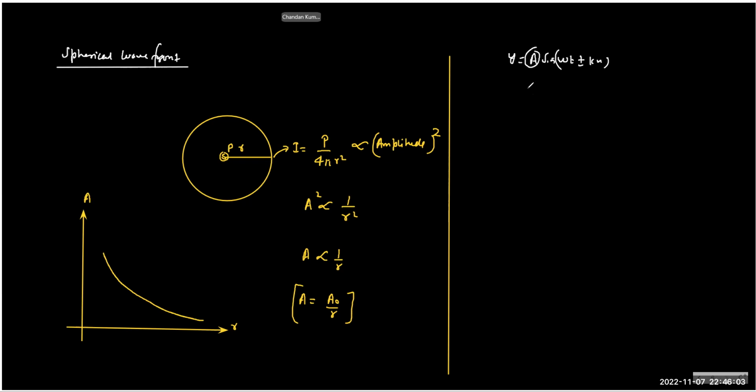Amplitude is meant for which wavefront? Spherical, cylindrical, or plane? You can guess easily. Plane. For spherical, we have A naught by r, no? A constant amplitude represents a plane wavefront. That is the first rule you will learn. If you want to write the traveling wave for a spherical wavefront, the formula will change. If I'm writing like this, which wavefront? Spherical. Very good.